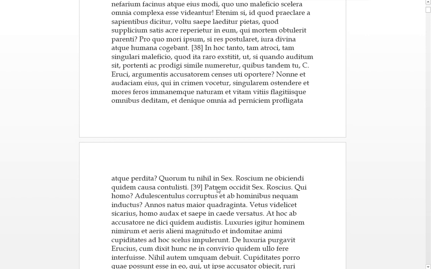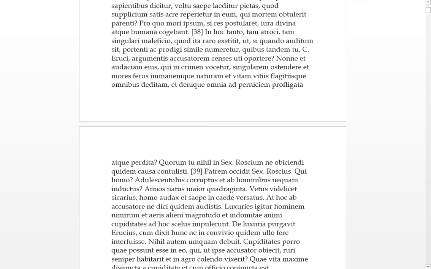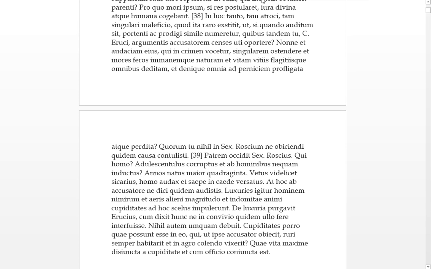39. Patrem occidit Sextus Roscius. Sextus Roscius killed his father. Statement. Qui homo, what type of man? It would be quis homo if you say who is the man. Qui homo means what type of man. And he's answering himself, an adolescentulus, a diminutive, corruptus. A young adult who was corrupt, a corrupted young man, and ab hominibus nequam, I think nequam doesn't decline, so from worthless men he is inductus, again corruptus and inductus, past passive, so he's a very young man who's been corrupted and he's been inducted, led astray by a worthless man, so he's answered his own question.